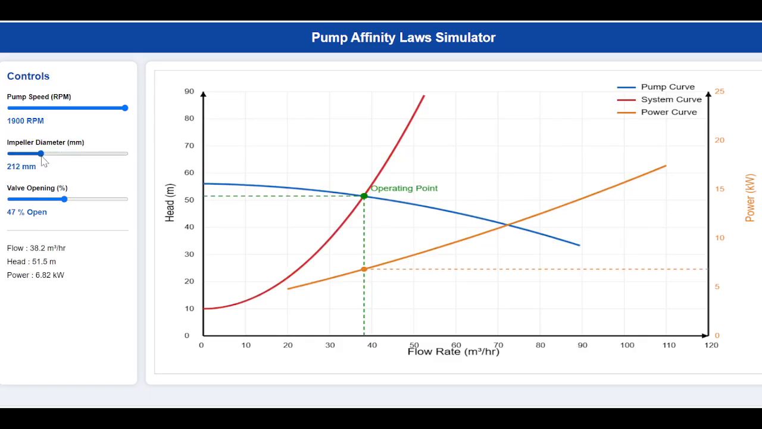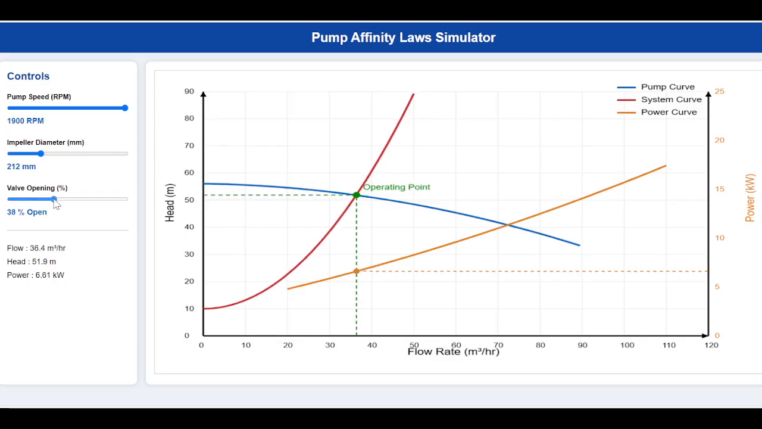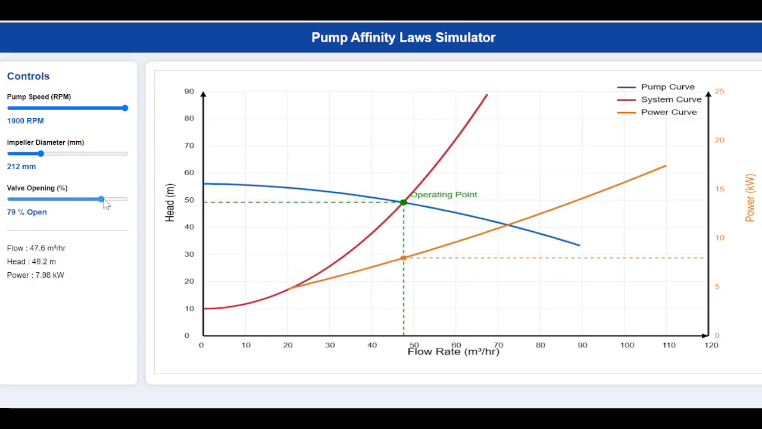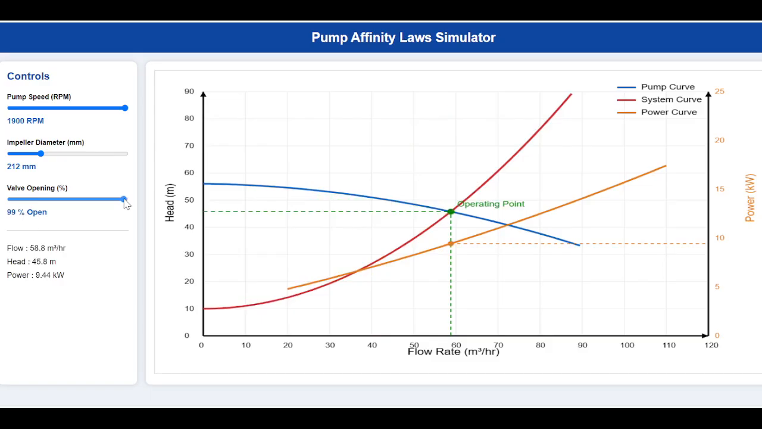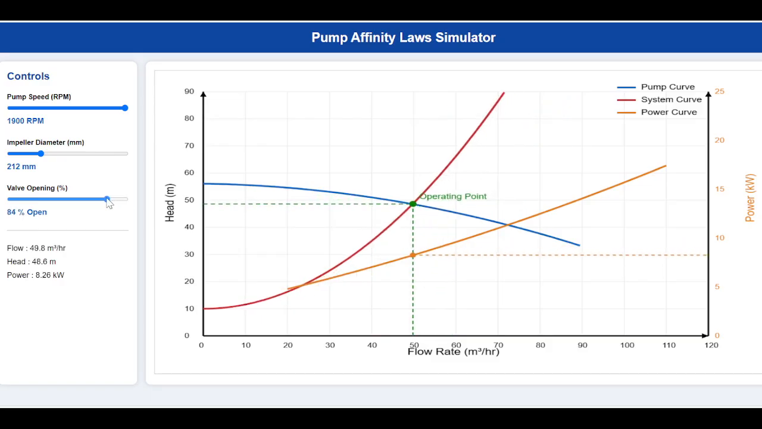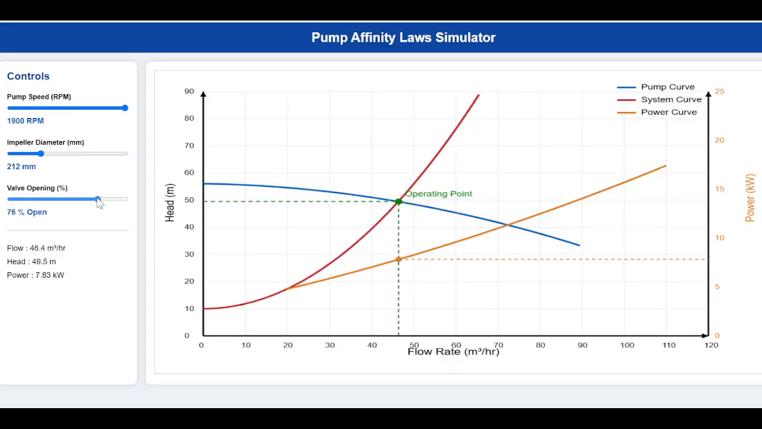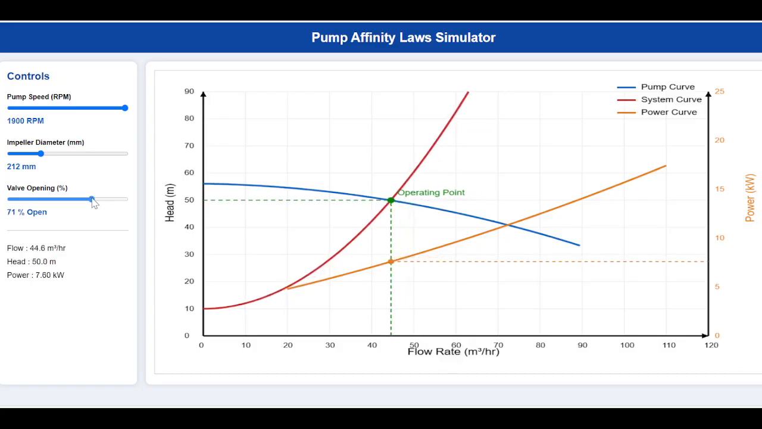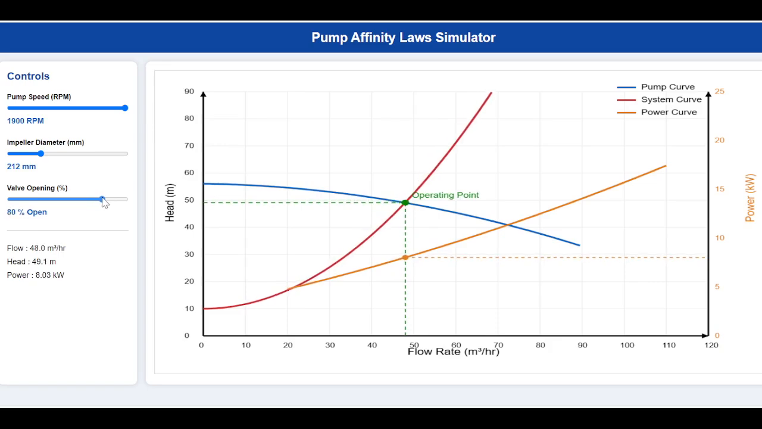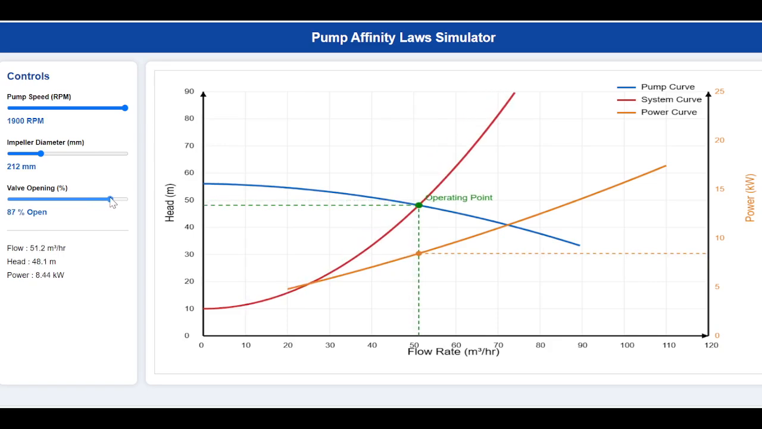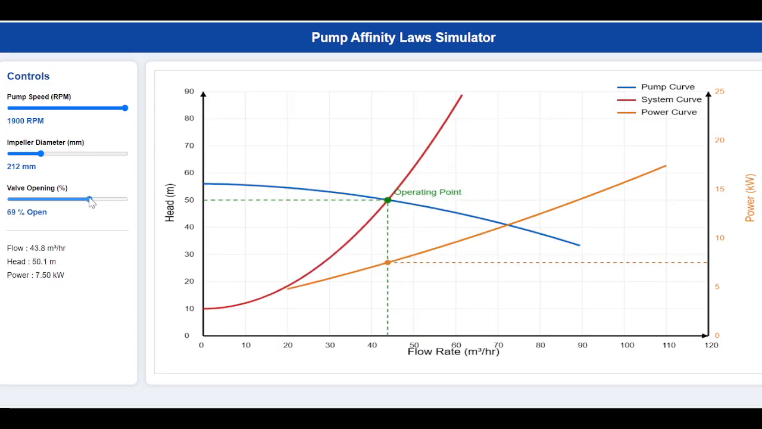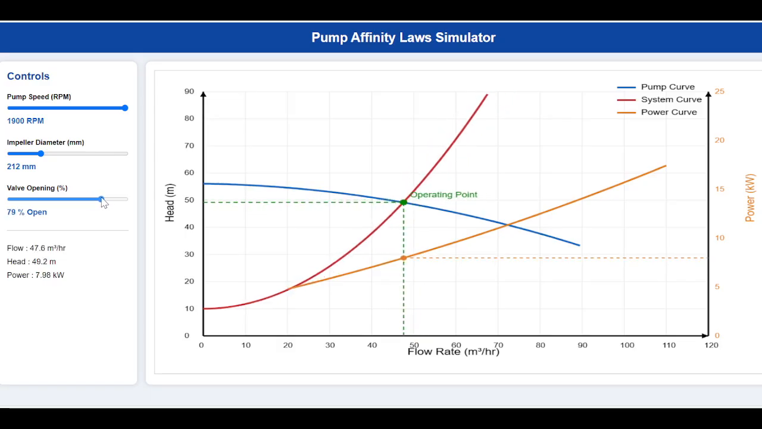First, the valve is at its normal opening, and this is our reference condition. Now, I'll gradually close the control valve. Watch the system curve carefully. As the valve closes, the system resistance increases, causing the system curve to become steeper. Since the pump curve remains the same, the operating point moves to the left. This means the flow rate decreases, while the pump develops a higher head to overcome the increased system resistance.